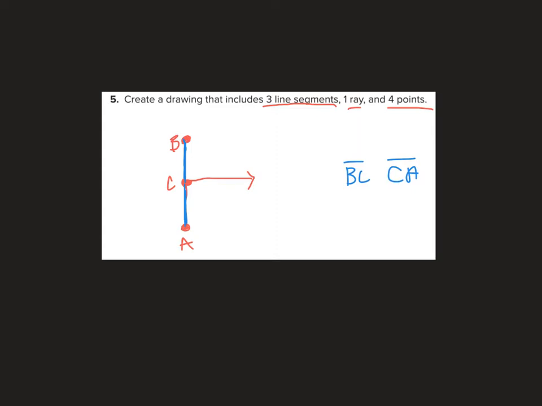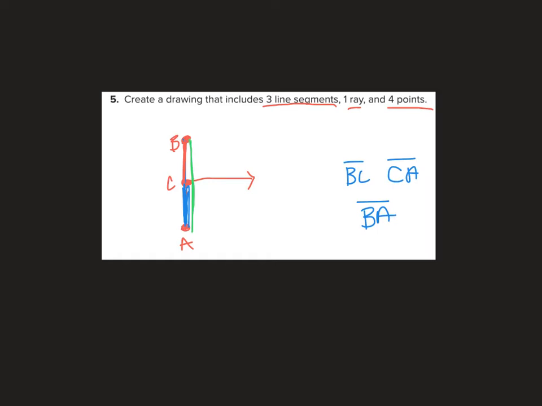And we could have line segment BA. Okay, so there's 3 line segments. I'll do them in different colors. So we'll do 1, 2, and 3 would be the whole thing, right?